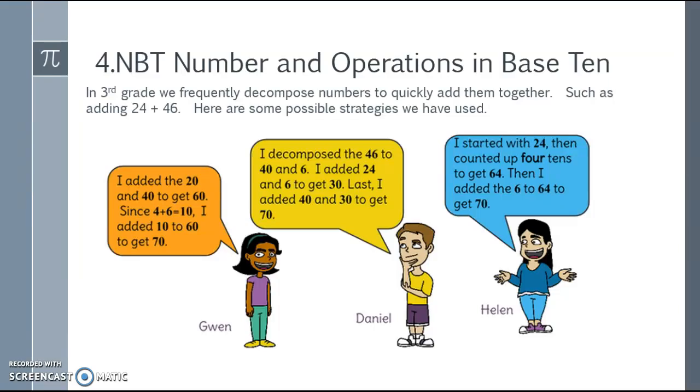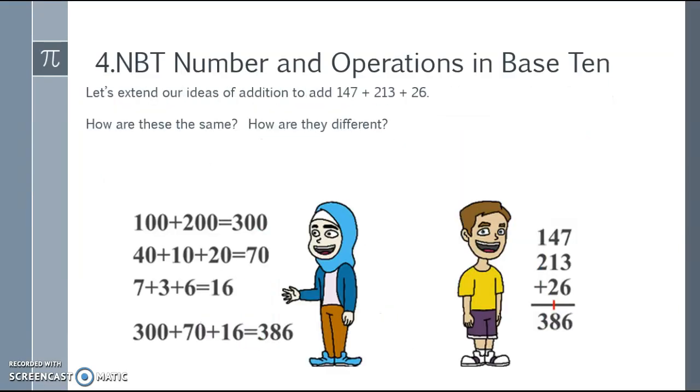I decomposed 46 to 40 and 6. I added 24 and 6 to get 30. Last, I added 40 and 30 to get 70. I started with 24, then counted up 4 tens to 64, and added 6 more to 70.